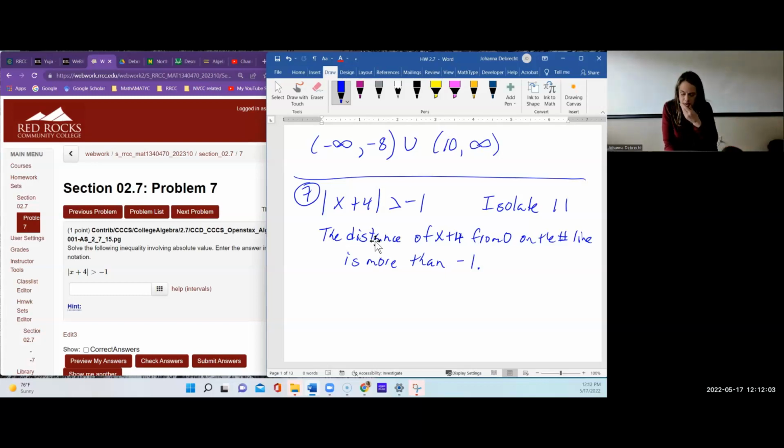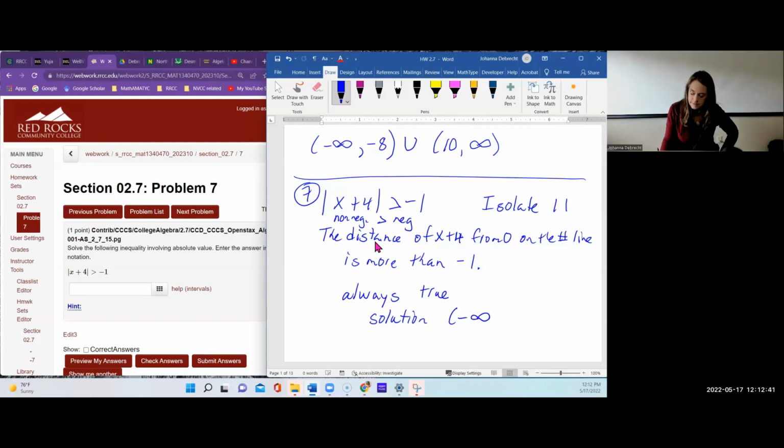Well, if the distance is more than -1, then it doesn't matter what I put for x, it's always going to be true. This is an example of one where we end up with an identity, which basically says that this is always true. This is a non-negative greater than a negative, which is always true. If it's always true, then everything is the solution, and the solution includes all the numbers from -infinity to +infinity.